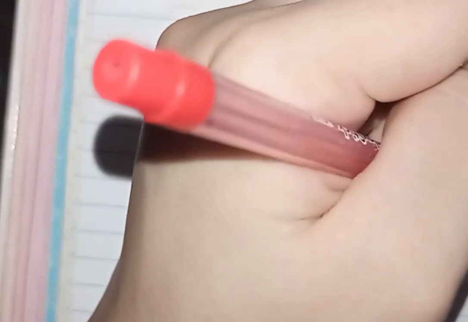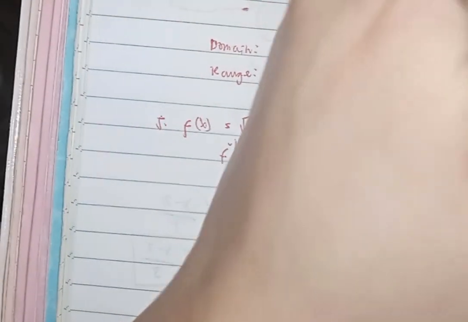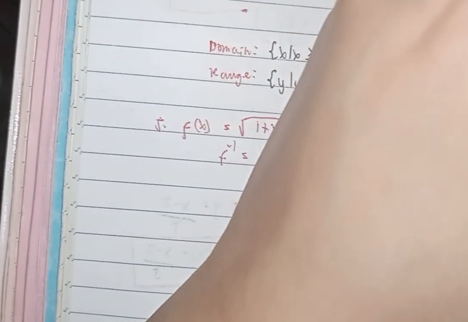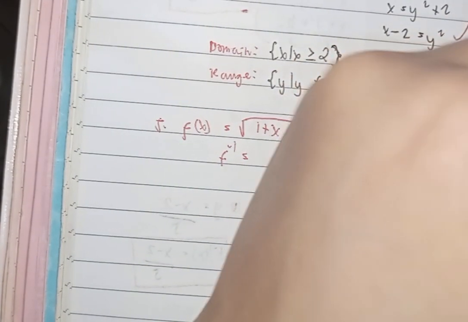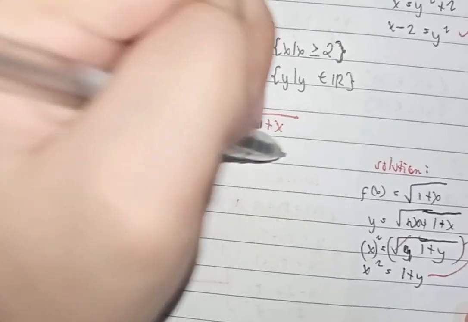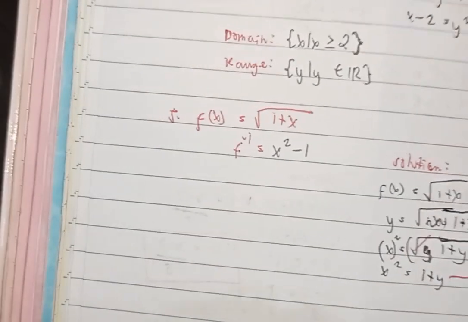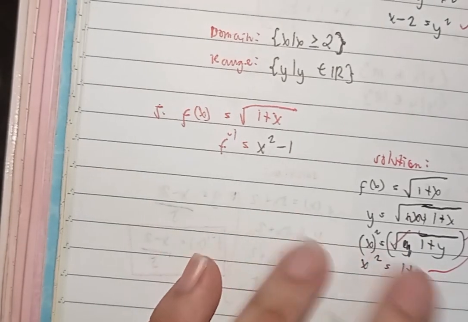So, multiply both sides by exponent na 2 para matanggal mo yung radical sign. So, meron tayong x squared equals 1 plus y. Then, ilipat mo yung 1 sa tabi ng x, so magiging x squared minus 1 equals y. And then, y equals x squared minus 1. Yan, f inverse of x equals x squared minus 1.